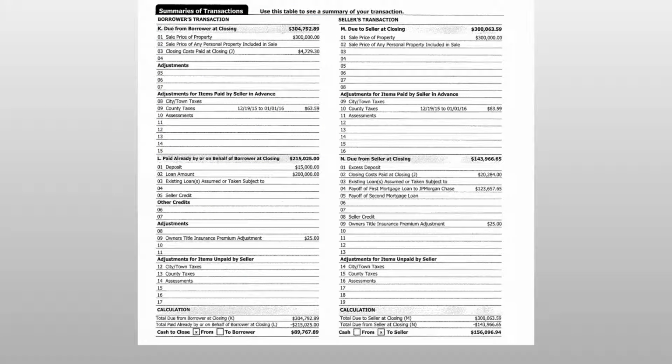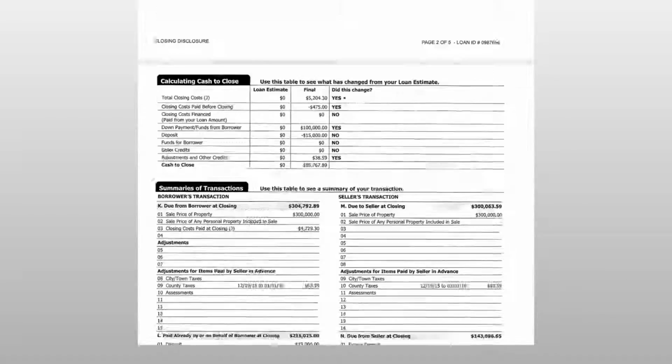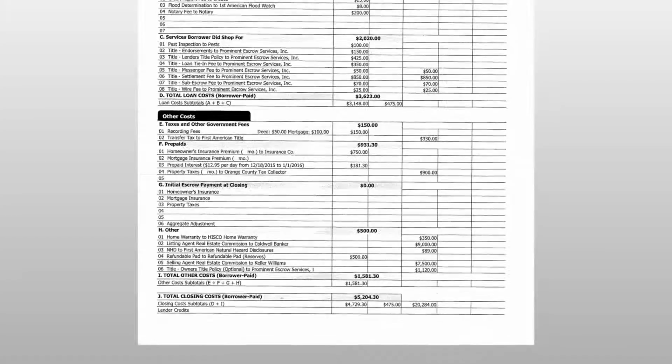Okay, and that money is due the seller because on his side it's saying this is the amount of money you got coming when you sell this property. You get a reimbursement for the time period of property taxes that you overpaid with the $900, okay, plus your $300,000 selling price.